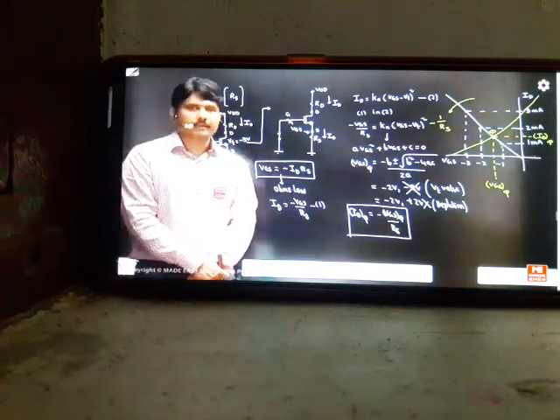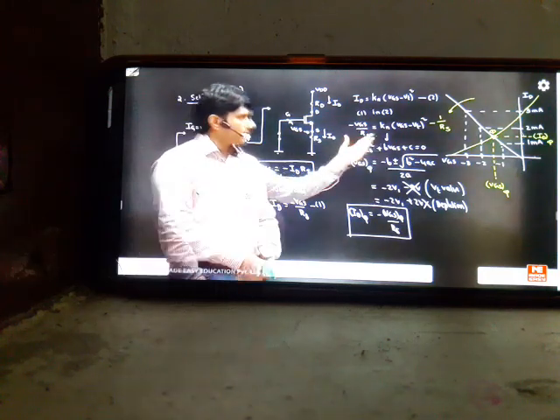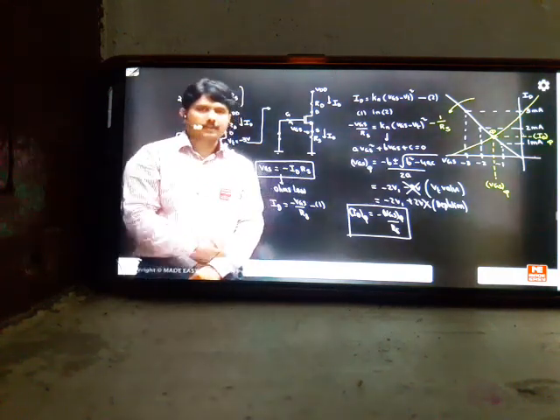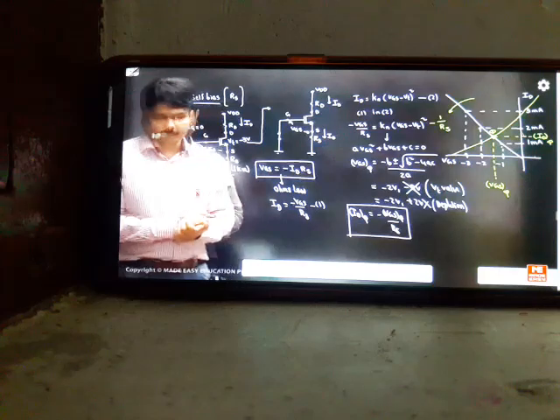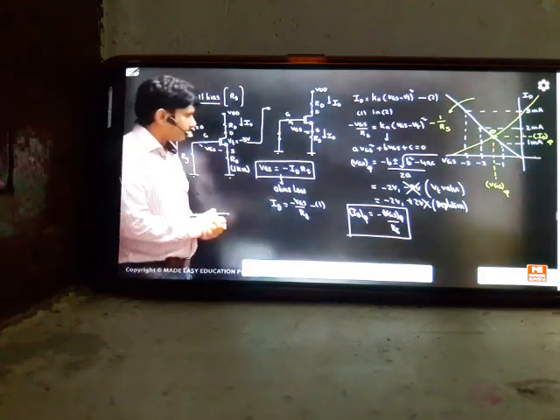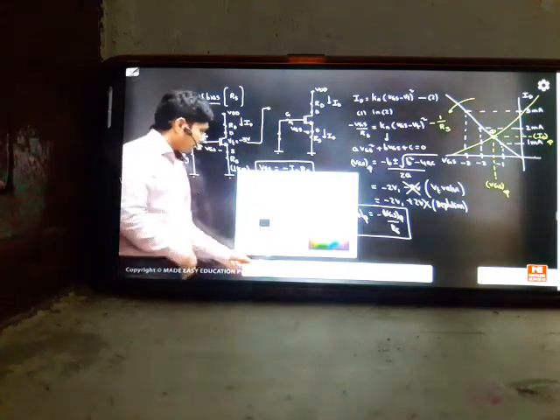Second line, what is the question? Number of times you have seen this load line graph and the transfer characteristic graph. Very good. So let us complete the last one.